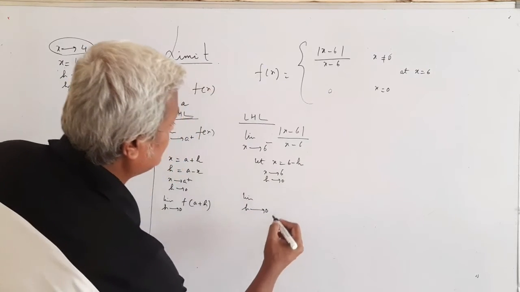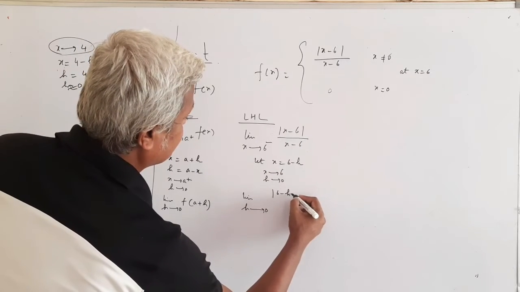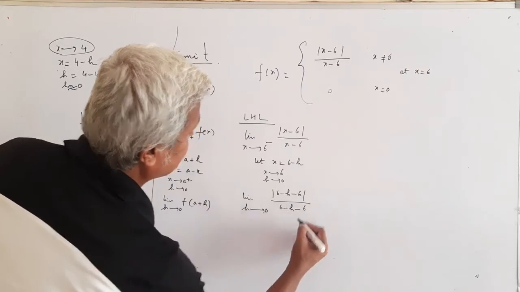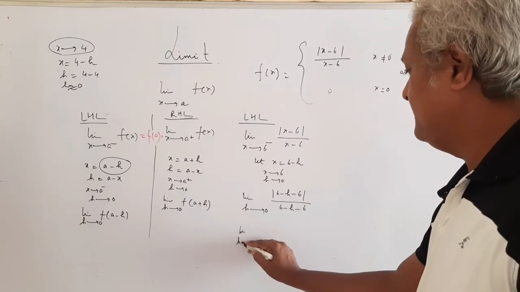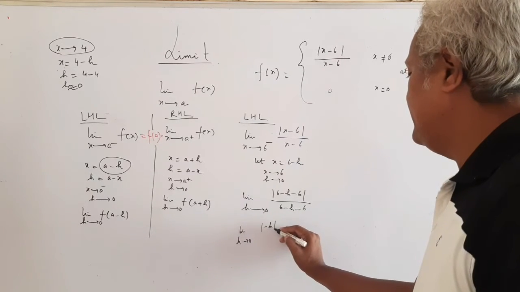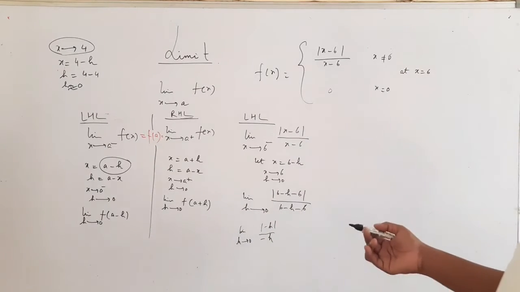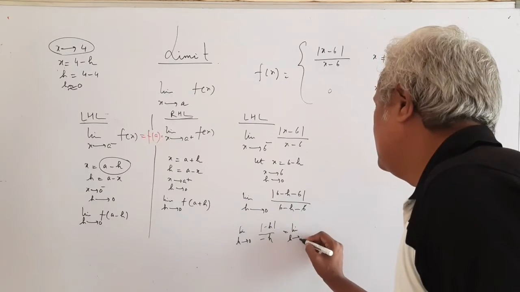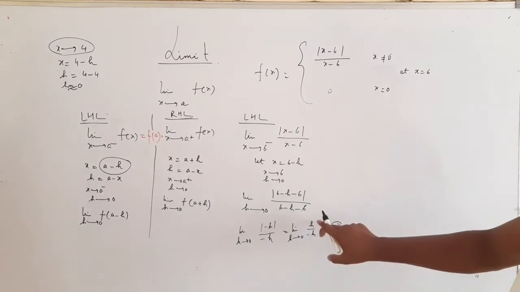When x tends to 6, h tends to 0, then we get limit h tends to 0, and in place of x you write 6 minus h, so mod of 6 minus h minus 6 over 6 minus h minus 6. Then you see you are getting limit h tends to 0, the 6 cancels, that is mod of minus h over minus h. You know that the mod of minus h will be positive h, so this becomes limit h tends to 0 of h over minus h, and the answer will be minus 1, because h over minus h is minus 1.